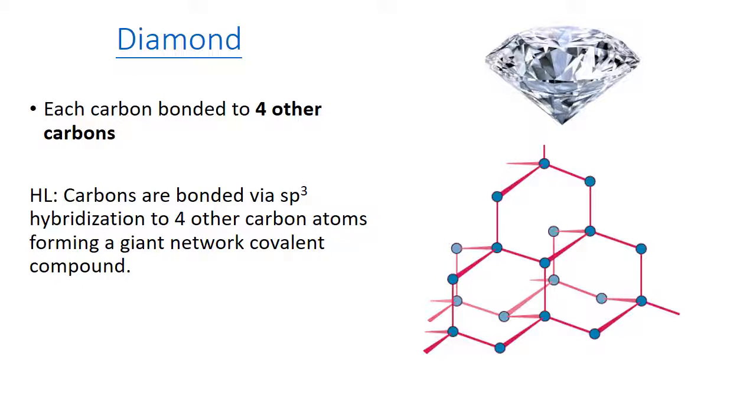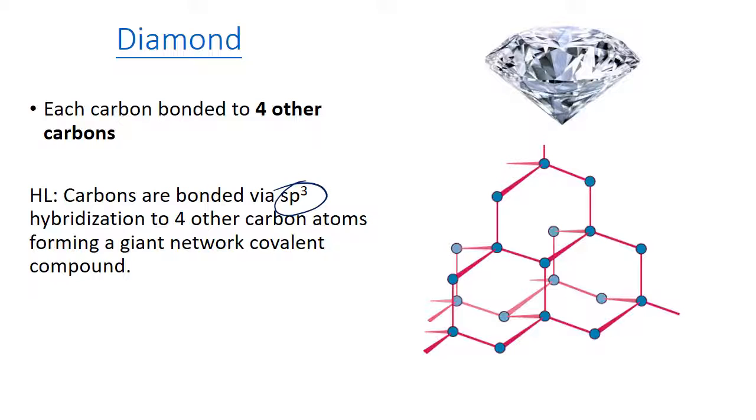So looking at diamond, in diamond each carbon is bonded to 4 carbons. Okay, and for HL, carbons are bonded by sp3 hybridization to 4 other carbon atoms, forming a giant network covalent compound. Now, we've briefly touched on sp3 hybridization ideas. We'll look at that in more detail later. But yeah, all you need to know at the moment is there's something called sp3 hybridization, and that's how they are bonded in diamond.